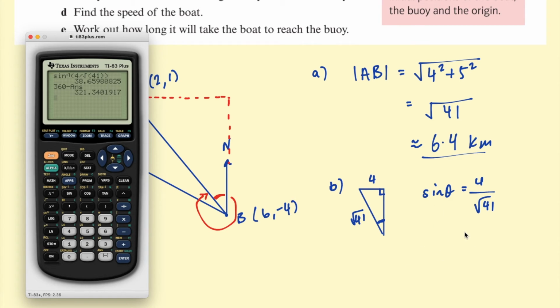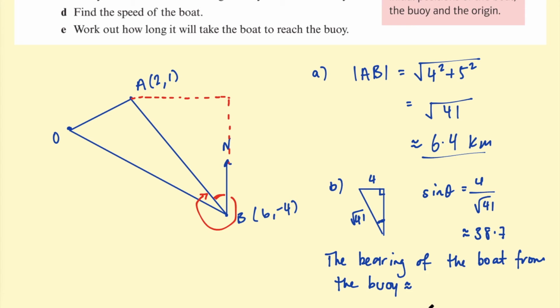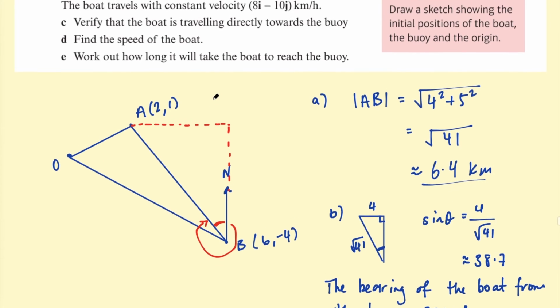Okay, so let's write down that approximation first, and then we can say the bearing of the boat from the buoy is approximately 321.3 degrees. Okay, so that's part B.